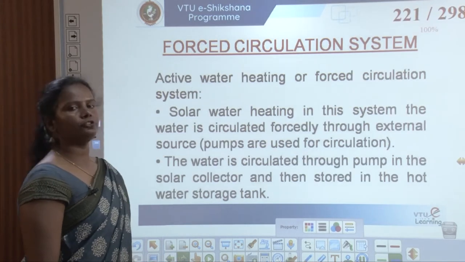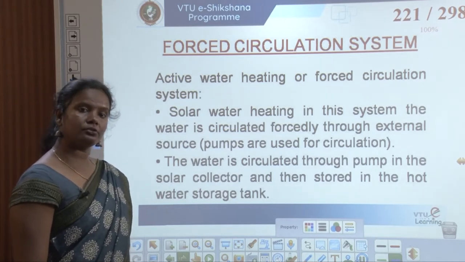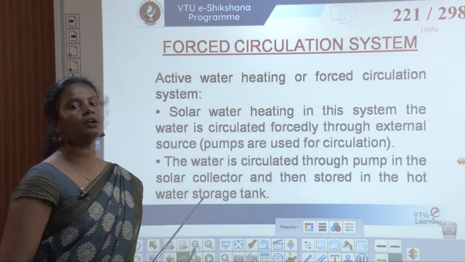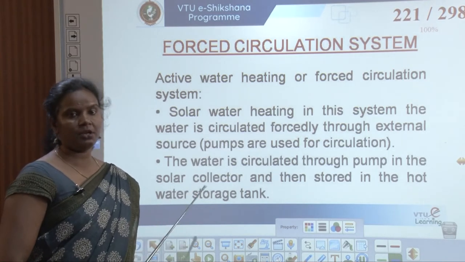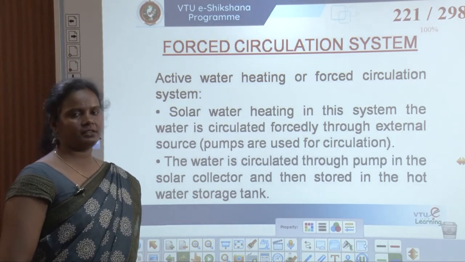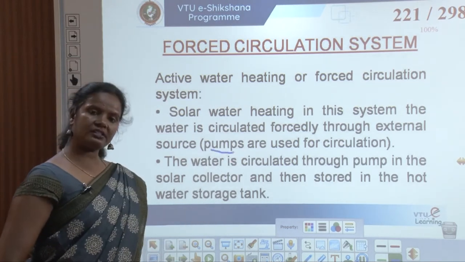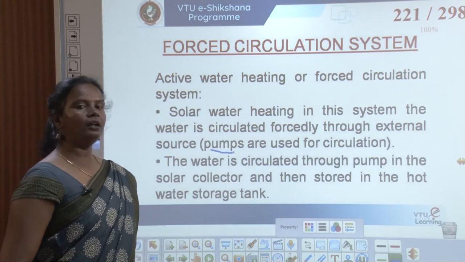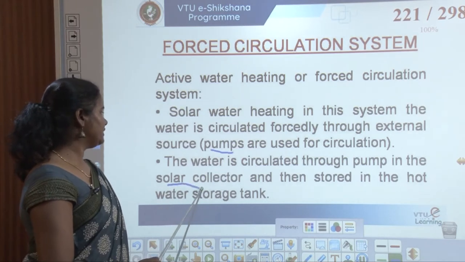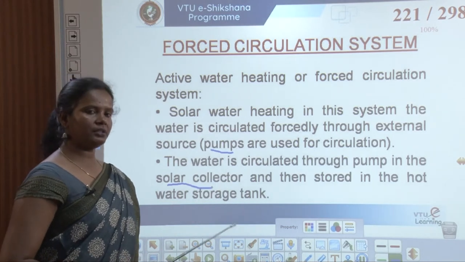Now the forced circulation system. This can be called active water heating. Earlier was the passive system and this one is the active water system. In this system the water is circulated forcedly through an external source, that means pumps are used for circulation of the water. Through the pump, the water is sent to the solar collector, where it is circulated and then stored in the hot water storage tank.